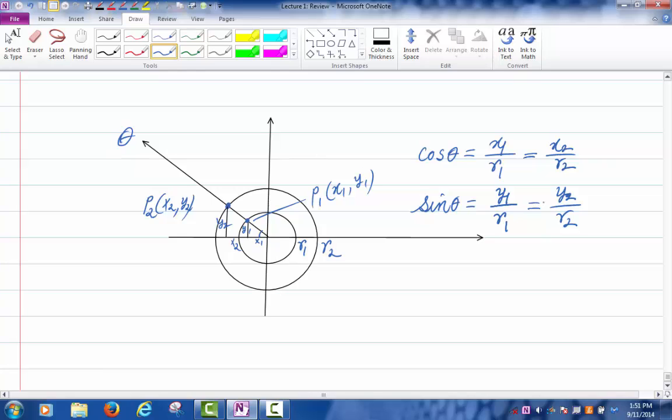Similar triangles, right? Because if you look at the two reference triangles, don't they have the same angles, equal angles? So they are similar triangles. And if you have similar triangles, the ratios of corresponding sides are equal. So this we know because of similar triangles.